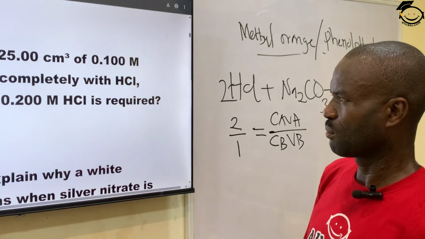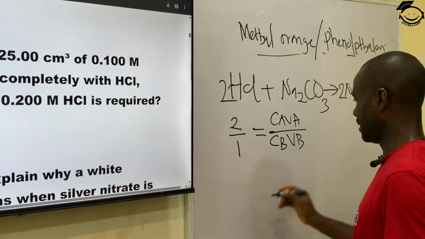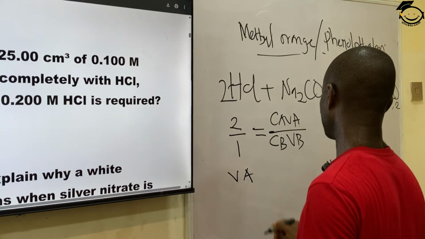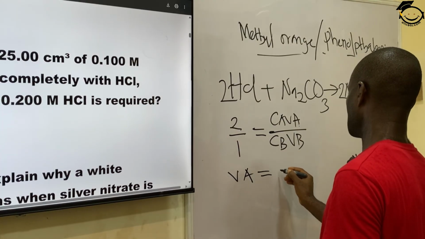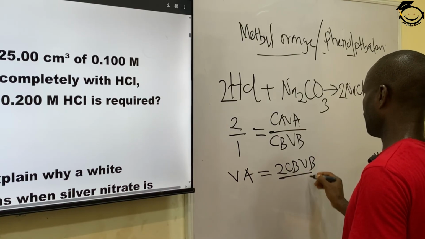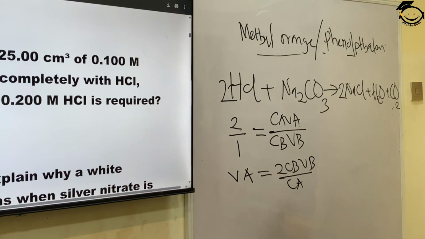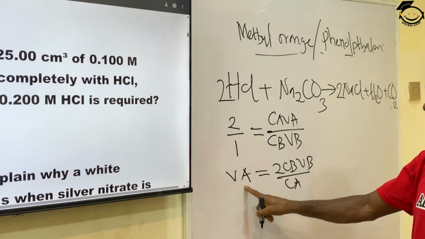We said, what volume of the acid? Volume of the acid, which is Va. Va becomes our subject of the formula, equals 2CbVb all over Ca. Making Va, the volume of the acid, the subject of the formula.